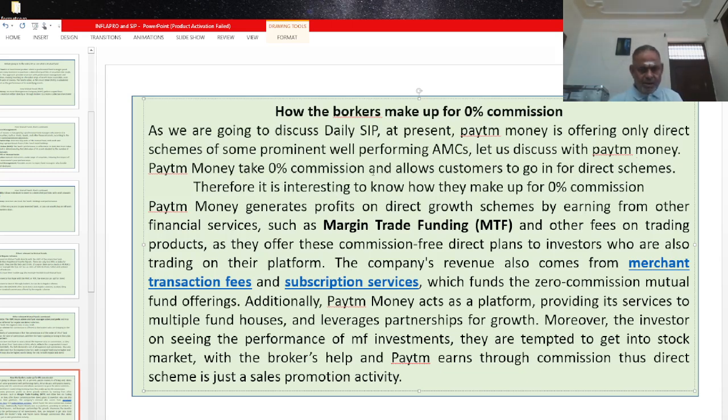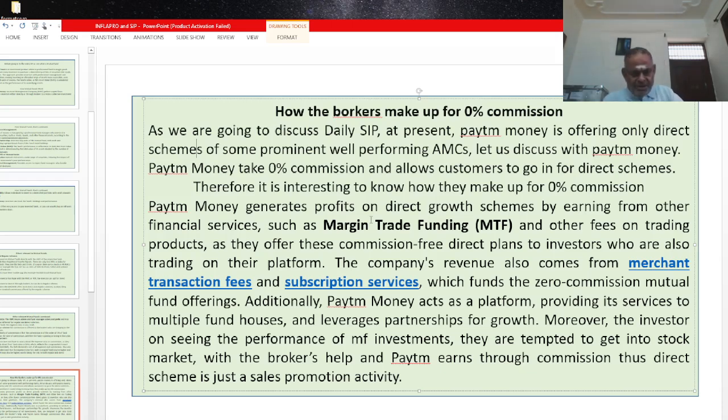Better Money takes zero commission and allows customers to go in for direct schemes. Therefore, it is interesting to know how they make up money for this 0% commission. Better Money generates profits on direct growth schemes by earning from their financial services such as margin trade funding and other fees on trading products, as they offer these commission-free direct plans to investors who are also trading on their platform. The company's revenue also comes from merchant transaction fees and subscription services, which fund the zero commission mutual fund offering. Additionally, Better Money acts as a platform providing its services to multiple fund houses and leverages partnerships for growth.